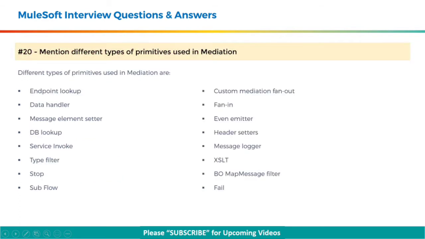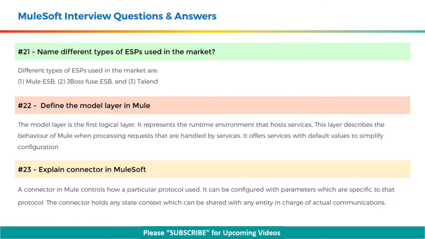Moving on. What are different types of primitives used in mediation? Different types of primitives used in mediation are: endpoint lookup, data handler, message element setter, DB lookup, service invoke, type filter, stop, subflow, custom mediation, fan-out, fan-in, event emitter, header setter, message logger, XSLT, BOMap, message filter, and fail. Next, name the different types of ESBs used in the market. Different types of ESBs used in the market are Mule ESB, JBoss Fuse ESB, and Talend.